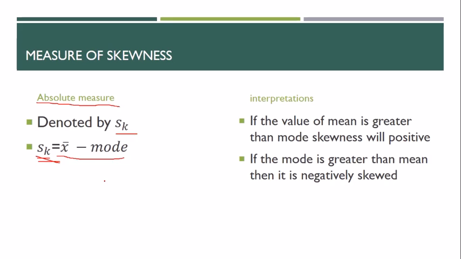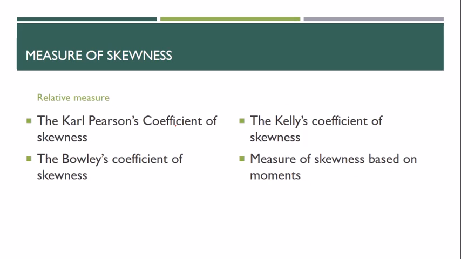Again, there are other measures for skewness, and that is the relative measure. In the relative measure itself, there are 4 types of measures. The first is Pearson's coefficient of skewness. The second is Bowley's coefficient of skewness. Third is Kelly's coefficient of skewness, and fourth is the measure of skewness based on moments. In this semester you will be studying Pearson's coefficient, Bowley's coefficient, and the measure of skewness based on moments. So right now we will be dealing with these measures.